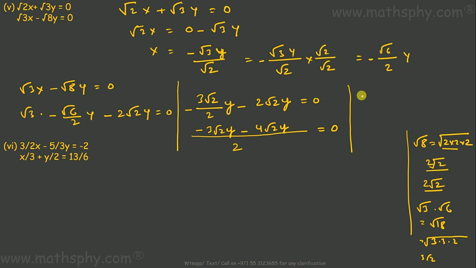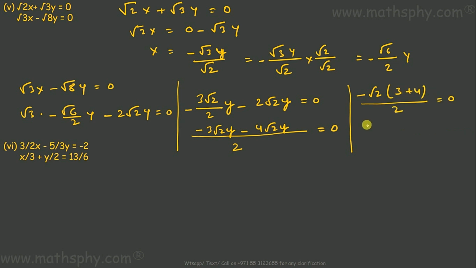So let's take negative root 2 as common. So this will be 3 plus 4, so this will be negative 7 root 2 y equals to 0. 2 into 0 is 0. So y is equal to 0. 7 root 2 goes this side. 0 over 7 root 2 negative is 0. So y is 0. Let's replace this y into any of the expressions.